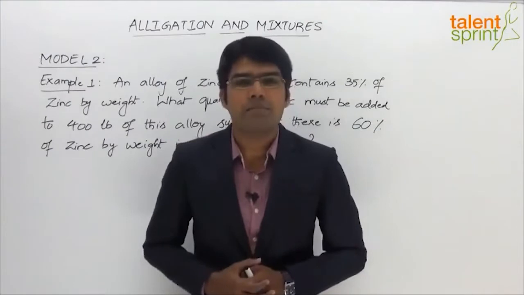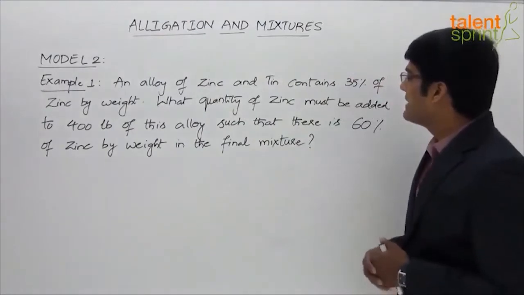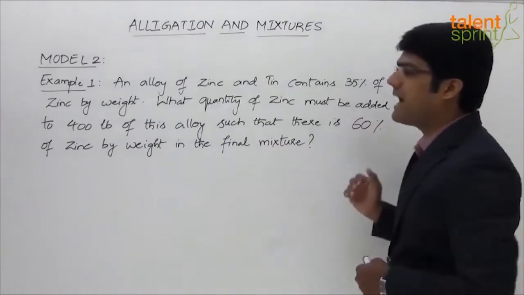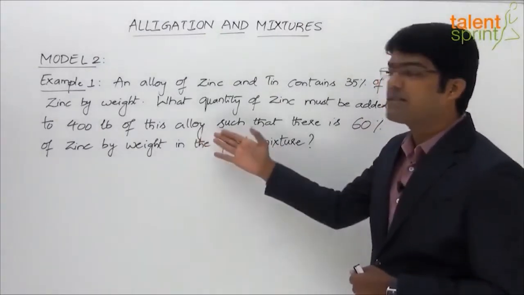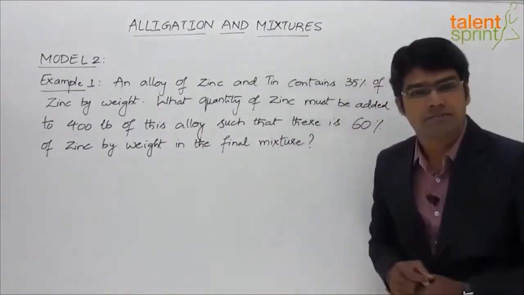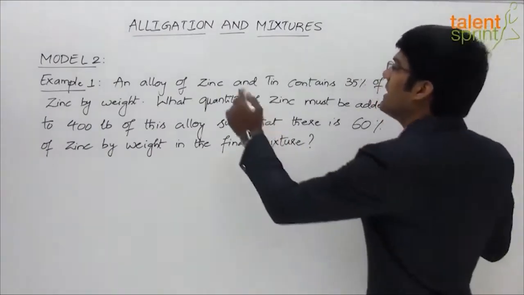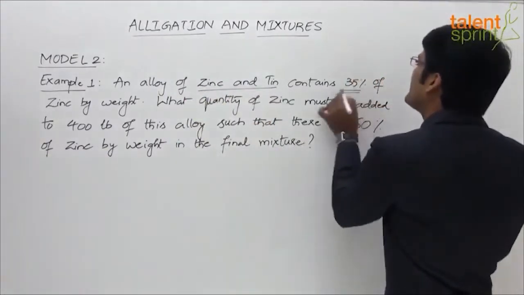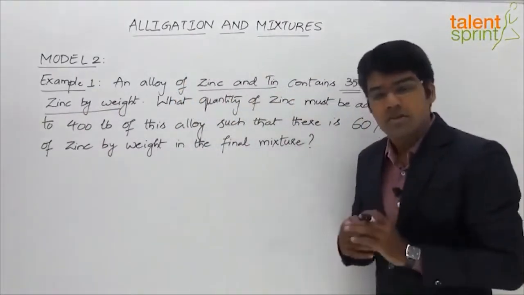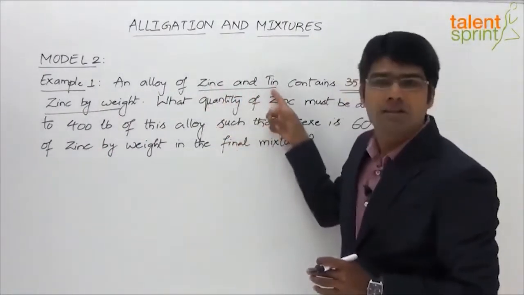So let's look at the first example from model 2. The question here is, an alloy of zinc and tin contains 35% of zinc by weight. What quantity of zinc must be added to 400 pounds of this alloy such that there is 60% of zinc by weight in the final mixture? Now as you can see, this question is based on a case of compound mixture. As you can see here, we have an alloy of zinc and tin that contains 35% of zinc by weight. Now it is obvious that in a certain mixture, if 35% is zinc, the remaining 65% has to be the other component, which is tin here.